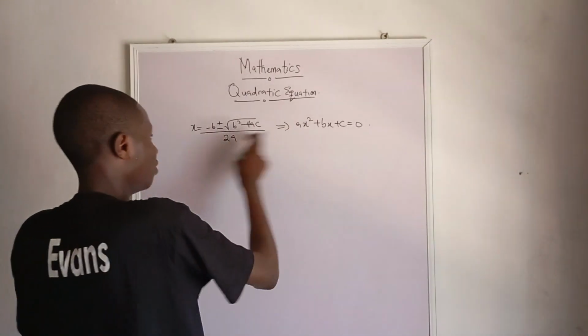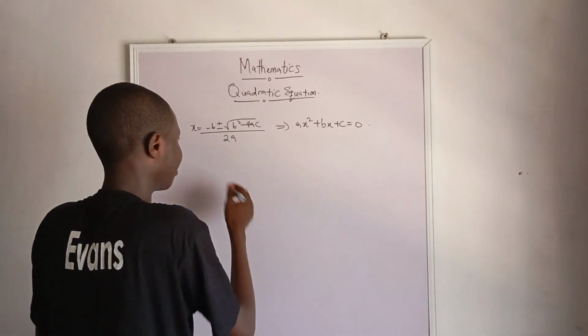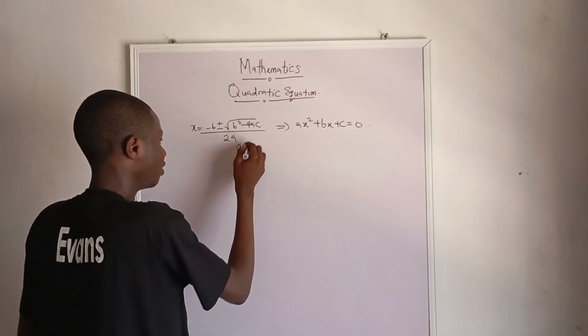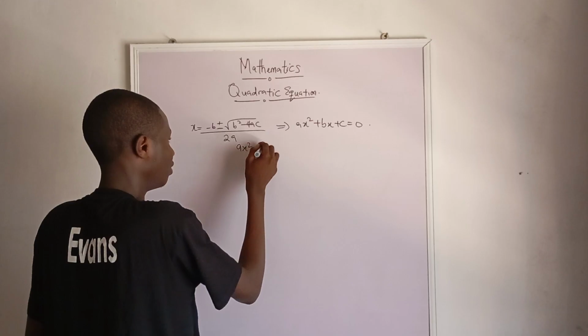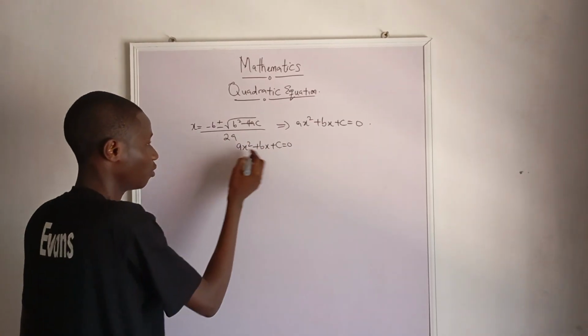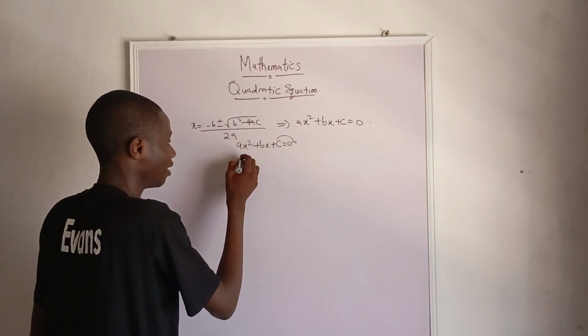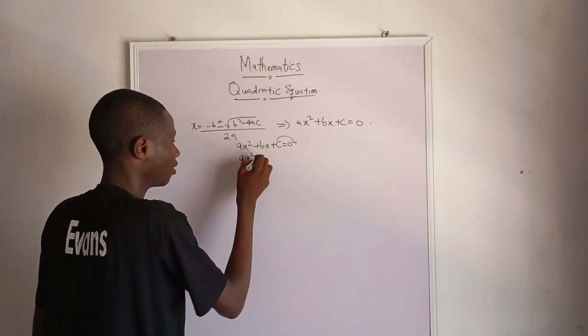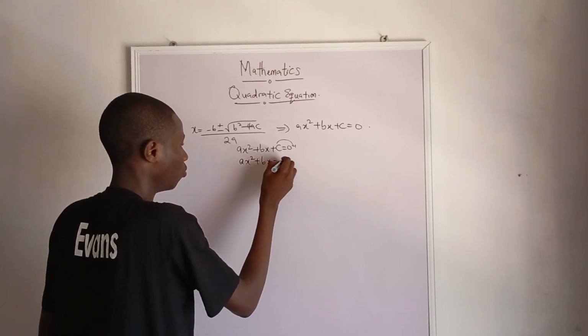So we want to derive this formula from this equation. Let's start. The first thing we are going to do is write ax squared plus bx plus c is equal to 0. Now the first thing you do is bring this c to this side. You now get ax squared plus bx is equal to minus c.